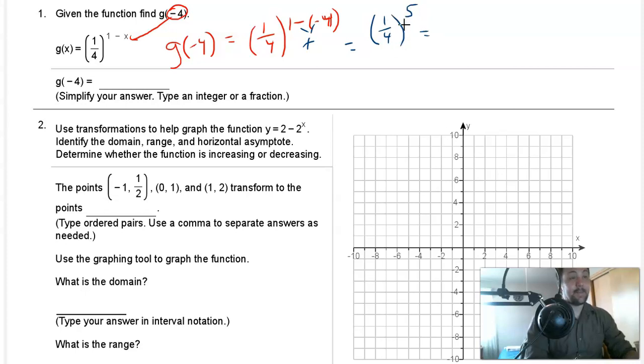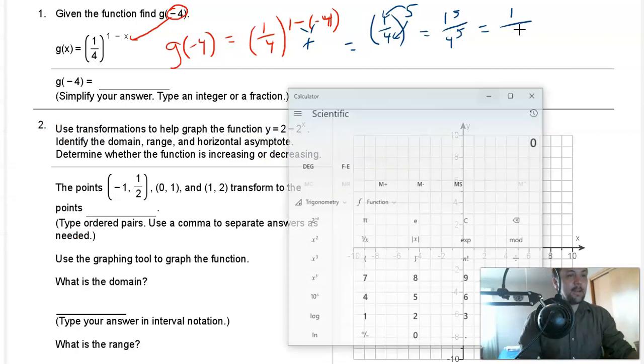And this one's kind of a big number. So to raise a fraction to a power, it's not as hard as it might look. You just apply that power to the top and bottom of the fraction. So you get 1 to the 5th power over 4 to the 5th power. 1 to the 5th power is easy enough. That's going to be 1. But 4 to the 5th power, I really don't know.